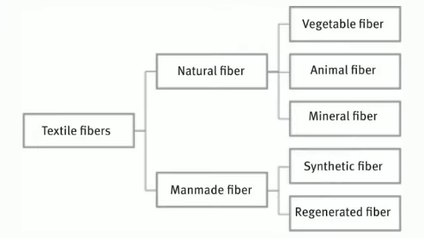Now let us discuss the types of fiber. There are basically two types of fibers, which are natural fibers and man-made fibers. The man-made fibers are the fibers which are made in the laboratories, whereas the natural fibers are the fibers which are obtained from nature.